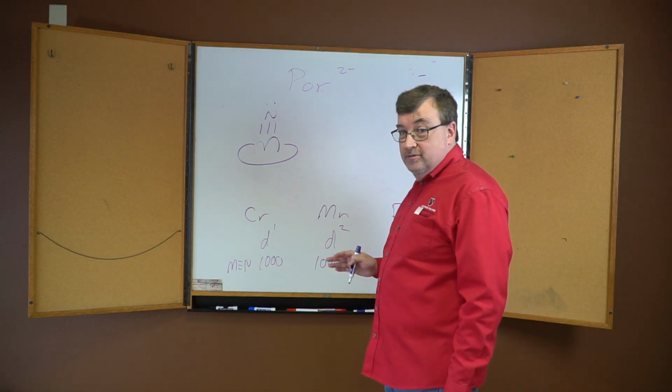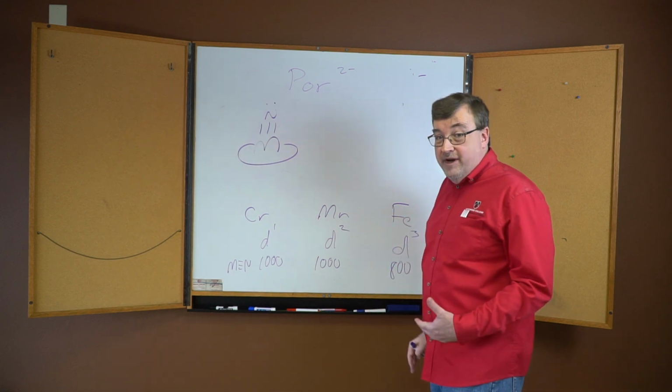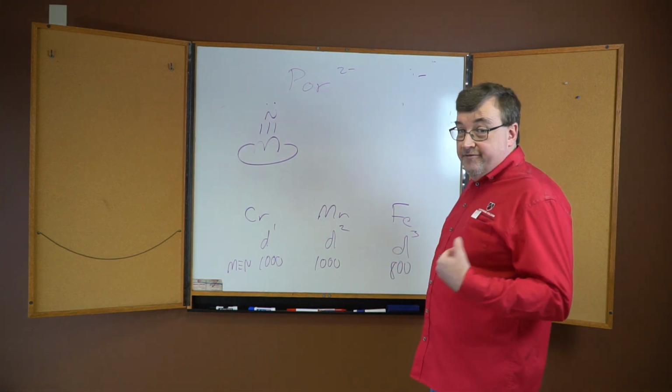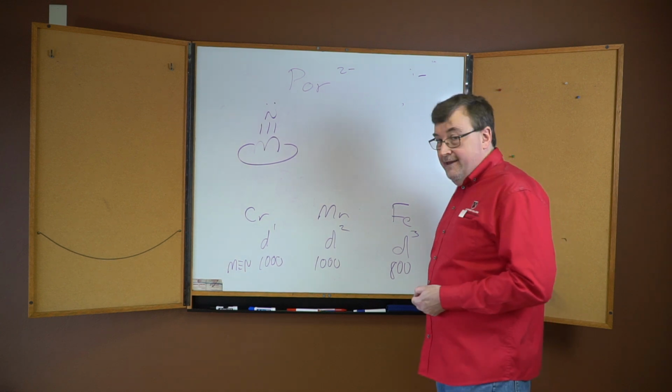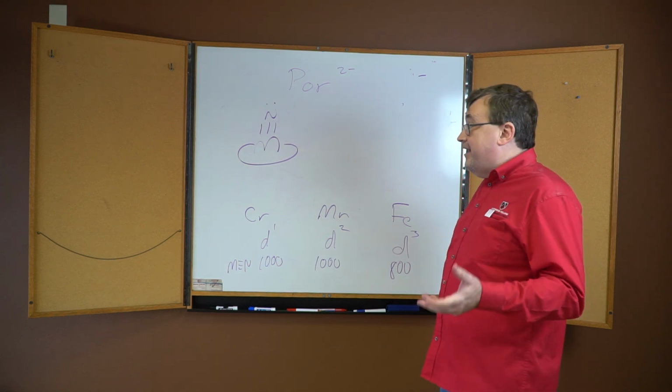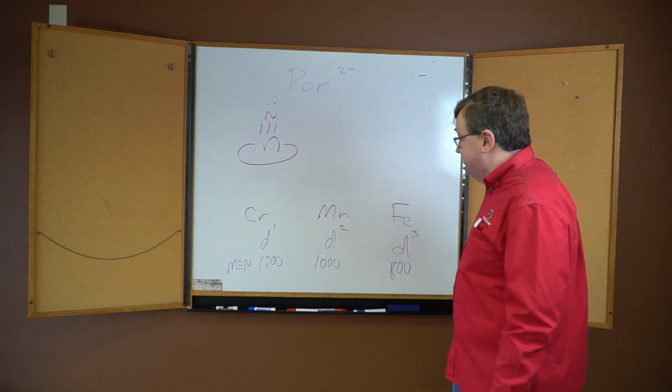In fact, you have to isolate this in an argon matrix. So you have to go down to the freezing point of argon in order to actually observe this species. And it's very, very reactive. In fact, it forms a dimer.